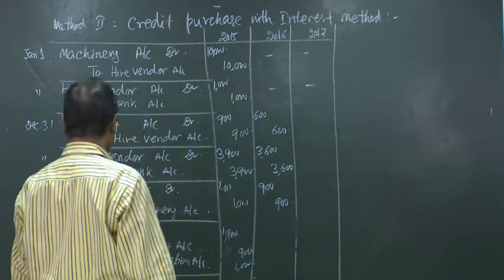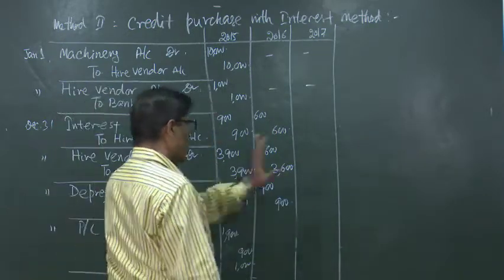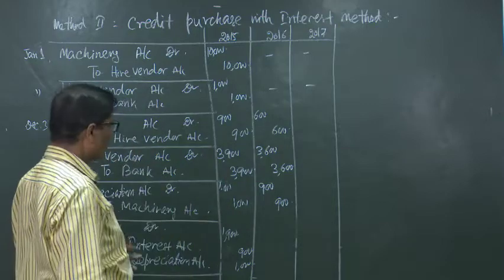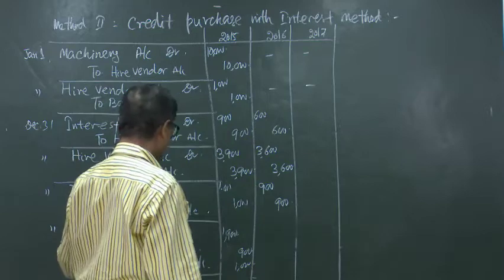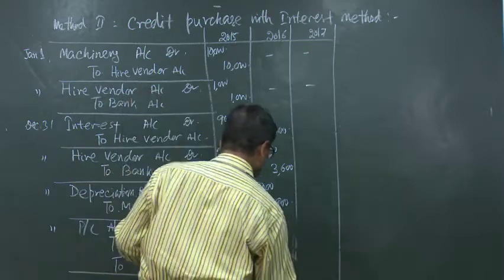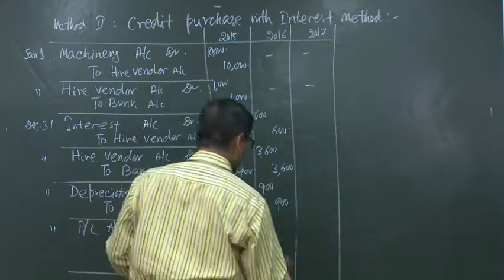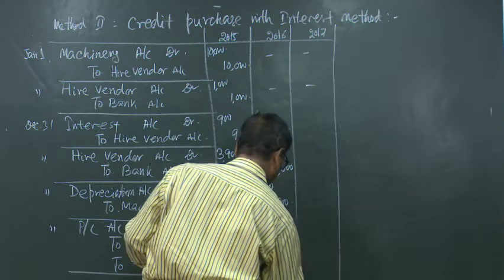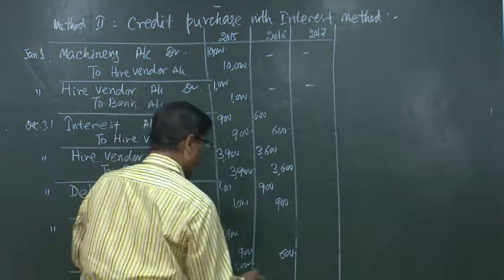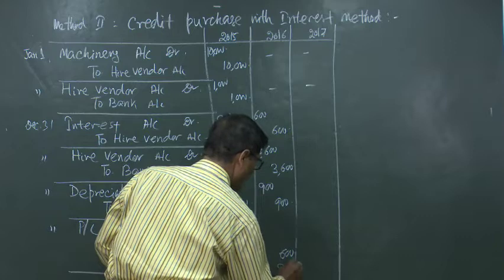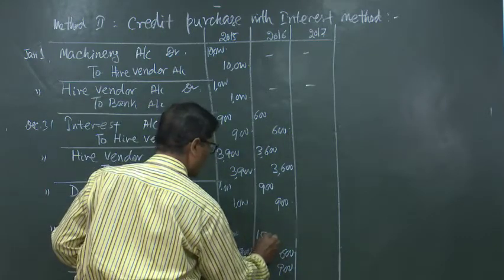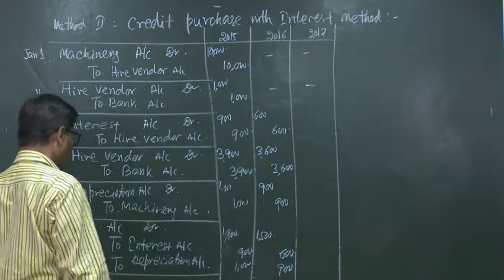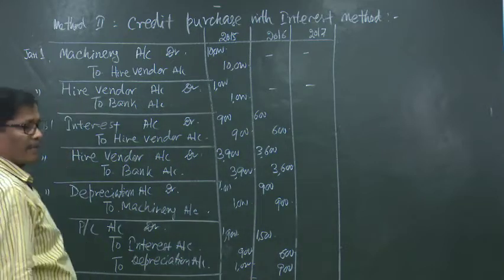Okay. Then depreciation is 900, we have already calculated. Now, we will have to transfer this 600 and this 900 to the profit and loss account, that is, to interest account it will be 600, to depreciation account it will be 900. So, the total chargeable to the profit and loss account is 1,500. So, this will be the last entry for the second year.